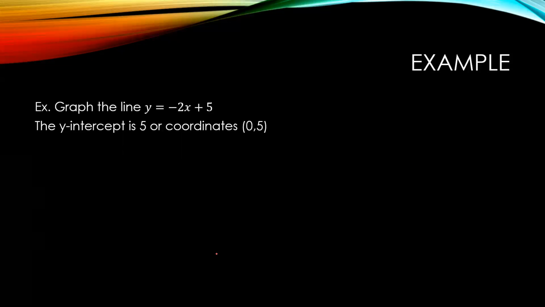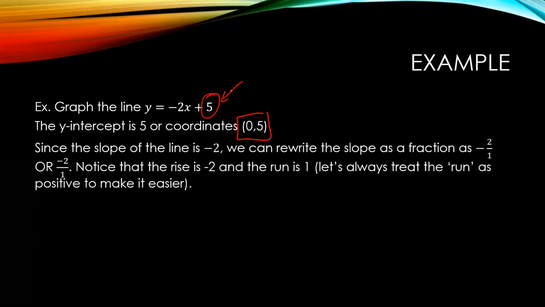Well, first, let's start off with the easy stuff. We know that the y-intercept is 5 because it's the b value. It's the constant by itself. So my y-intercept is 0 and 5. Then I notice that my slope is negative 2.